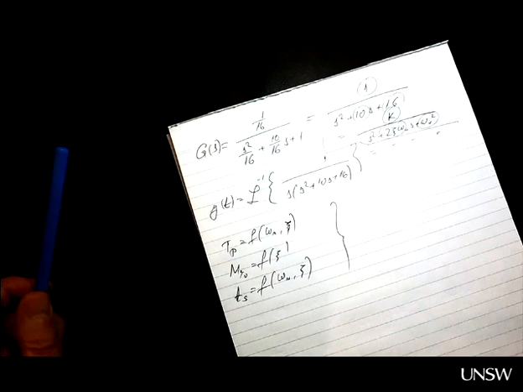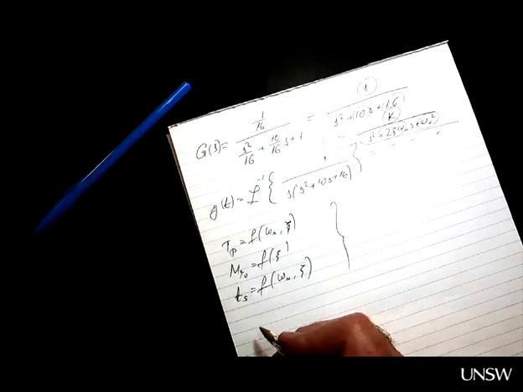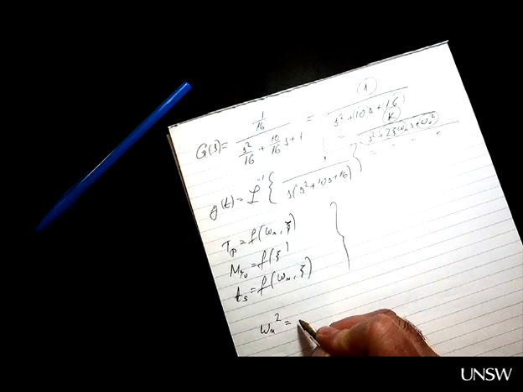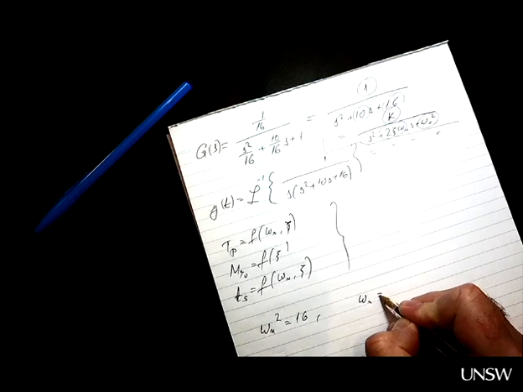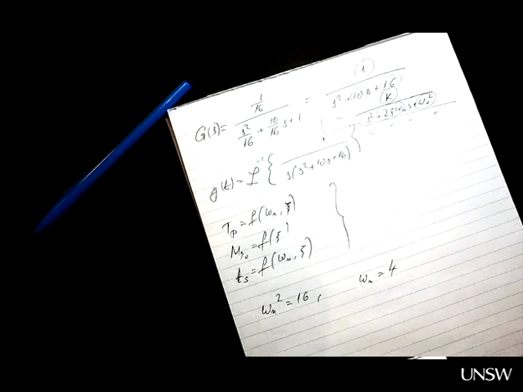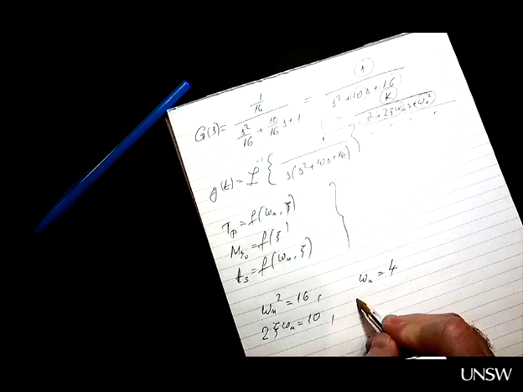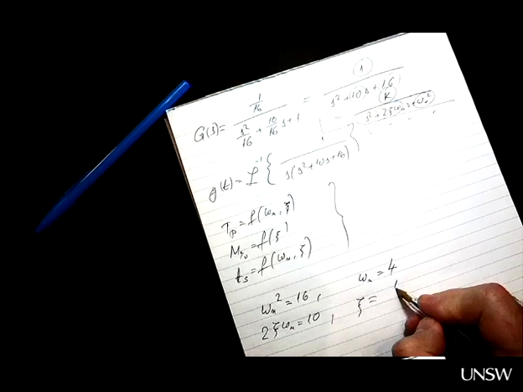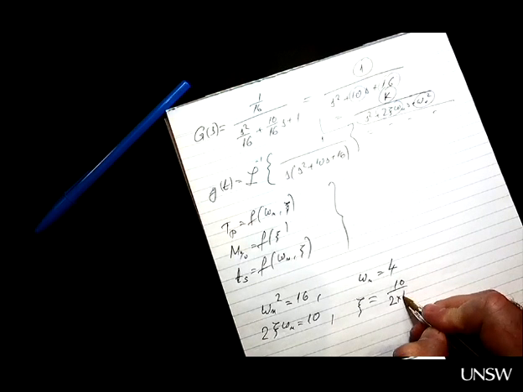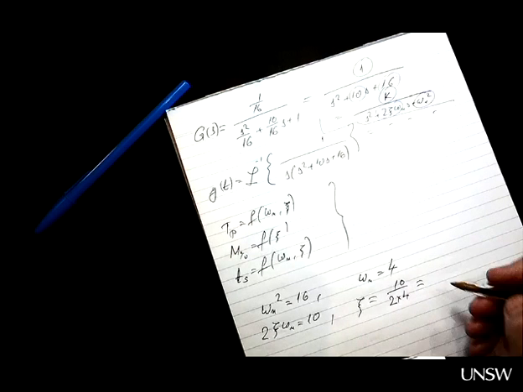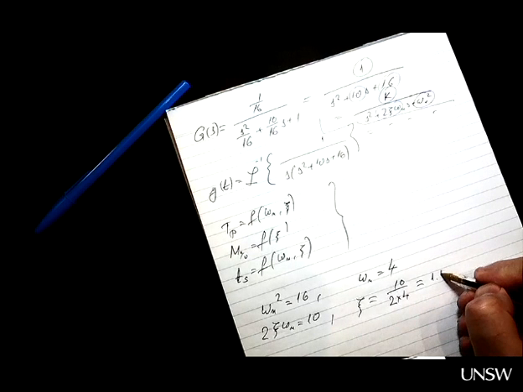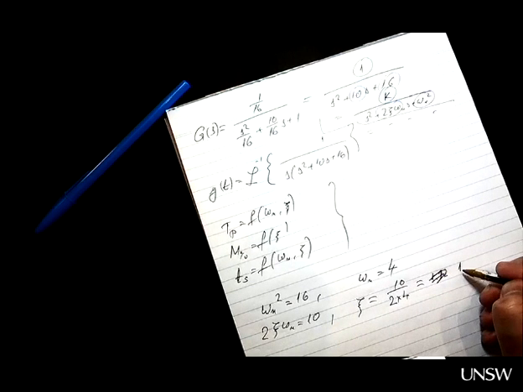So where are we? If we equate the coefficients, then we say that omega n squared equals 16, which makes omega n equal to 4 radians per second. Then we can say that 2 psi omega n equals 10, comparing these two coefficients, which makes psi equal to 10 over 2 times 4, which is 8. 10 over 8 is what? 1.25. So psi is 1.25.